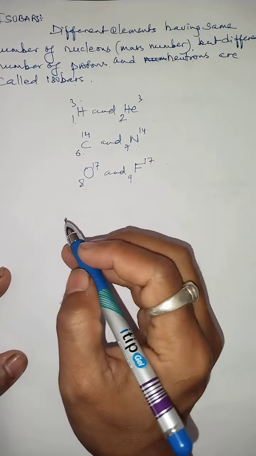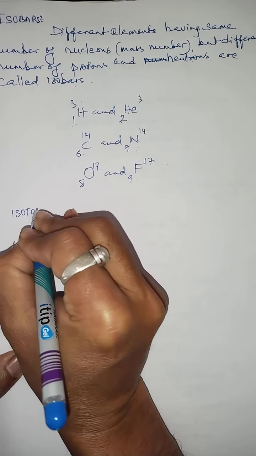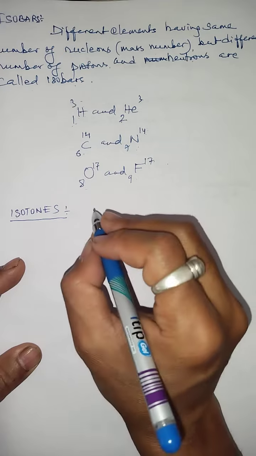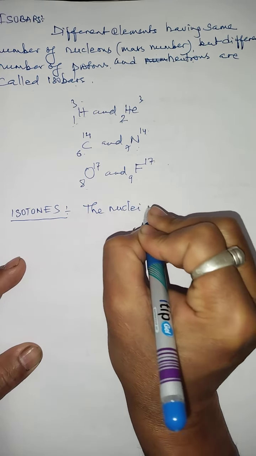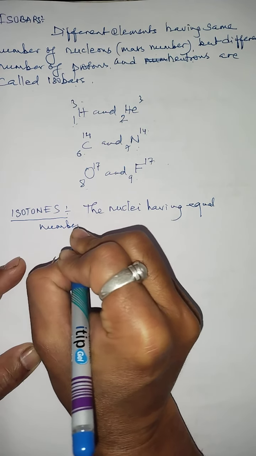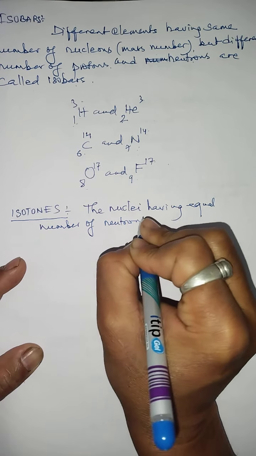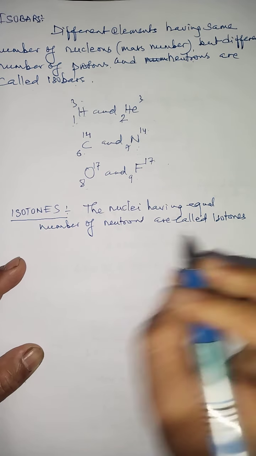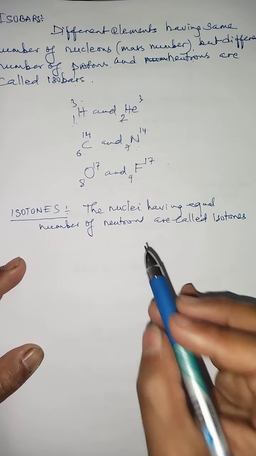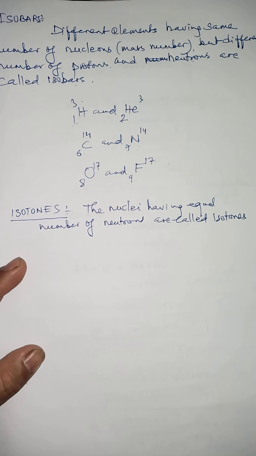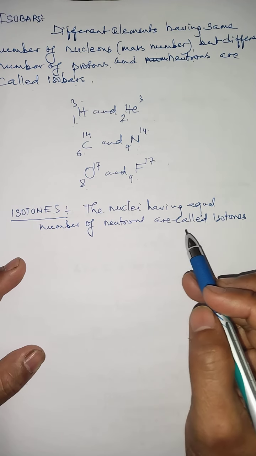Now we have the last one, that is isotones. Nuclei of different elements in the periodic table can also be classified on the basis of isotones. Isotone means basically nothing but nuclei having an equal number of neutrons. Just look at this point: an equal number of neutrons is simply called isotones. So children, when we classify nuclei as isotones, remember this: it is for different elements. If the number of neutrons of nuclei of different elements is the same, then we call those nuclei isotones.